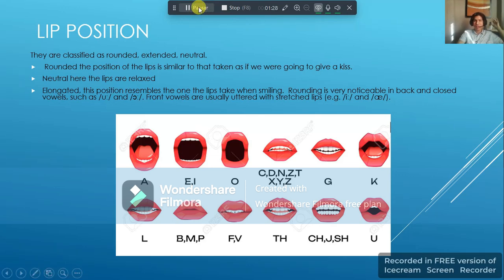And extended: this position resembles the one the lips take when smiling, very notable in open and closed vowels. Like this, front vowels are usually produced with stretched lips. For example, you can say A, I, O, G, K, L, B, M, P, F, B. It's important to have a very good lip position to talk more efficiently.